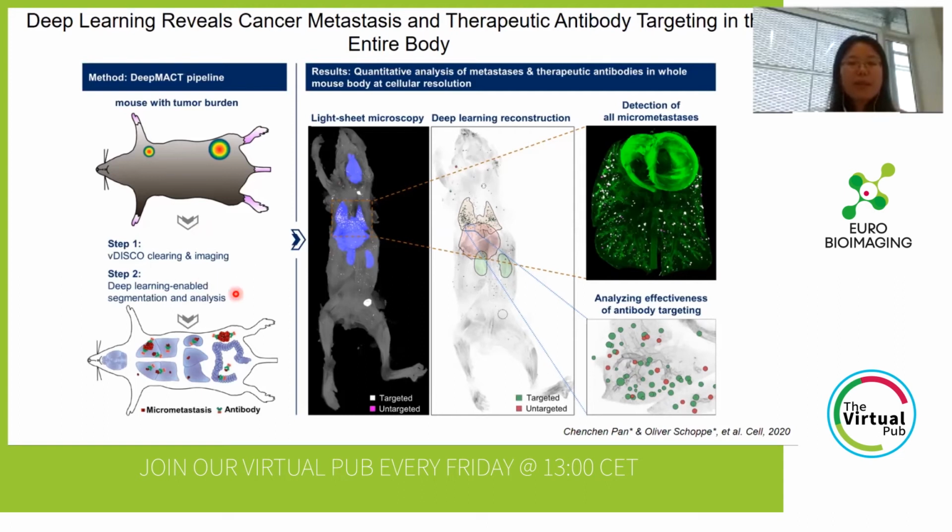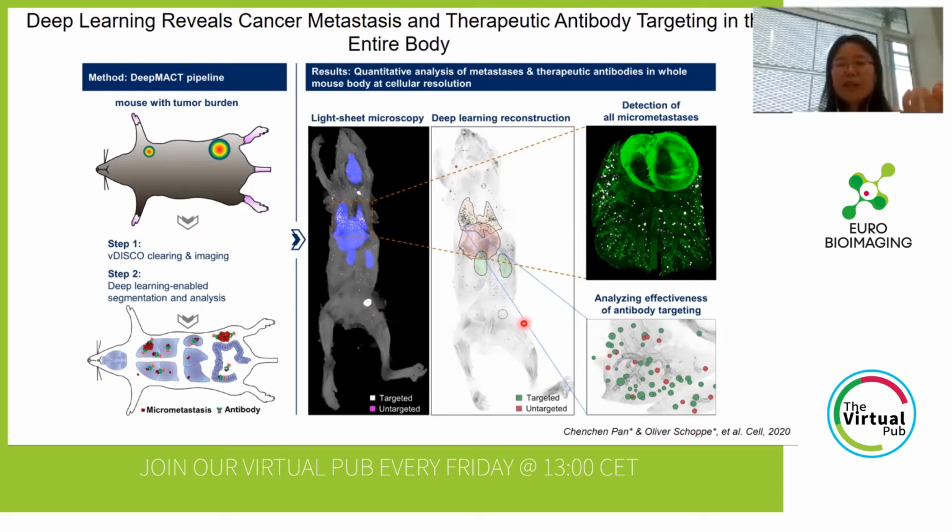And then we try to use the deep learning method to segment and analyze the data. Here we can see that with the very high quality light sheet microscope, we can identify the primary tumor and also the metastasis at different parts of the organs. For example, here the lung, the kidney, and also the liver.